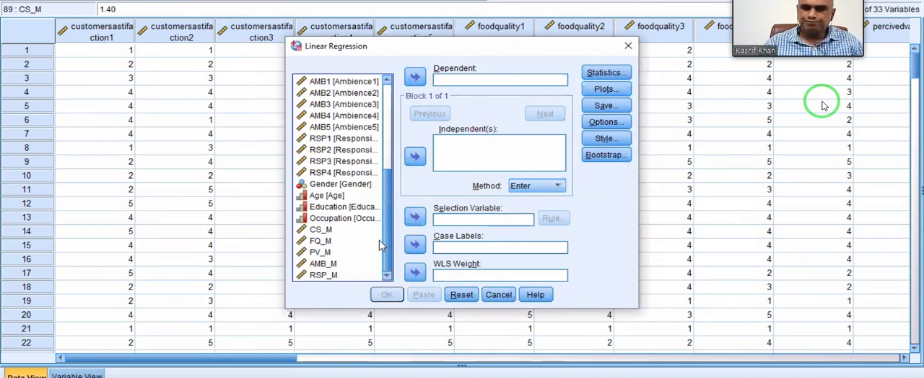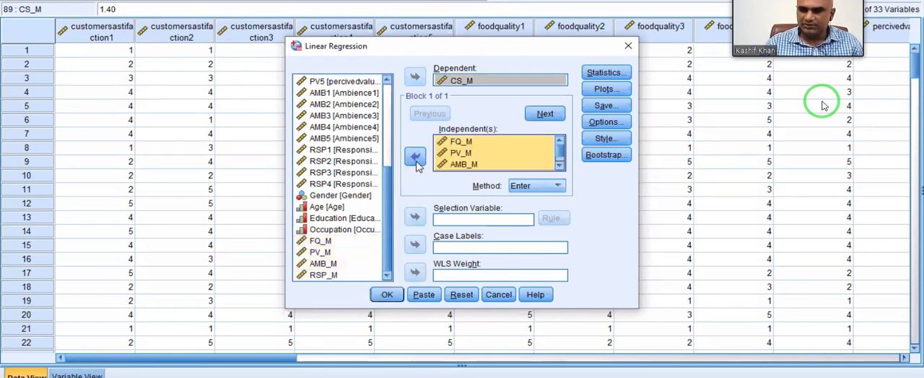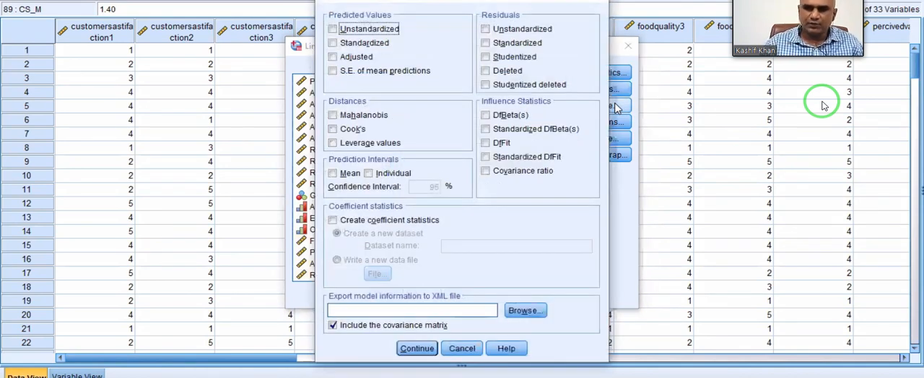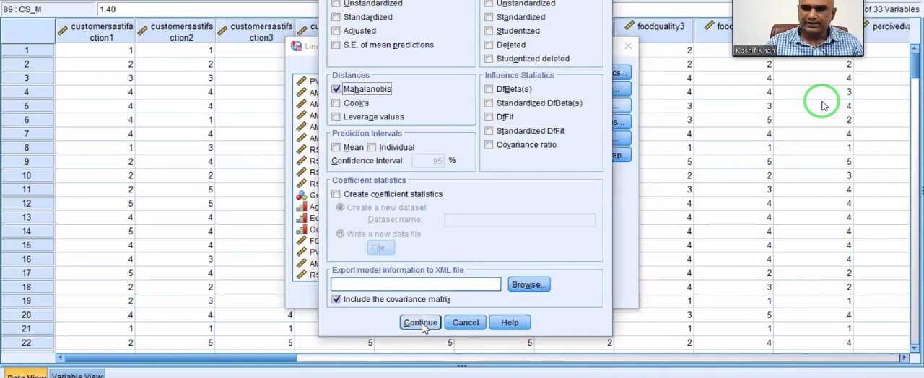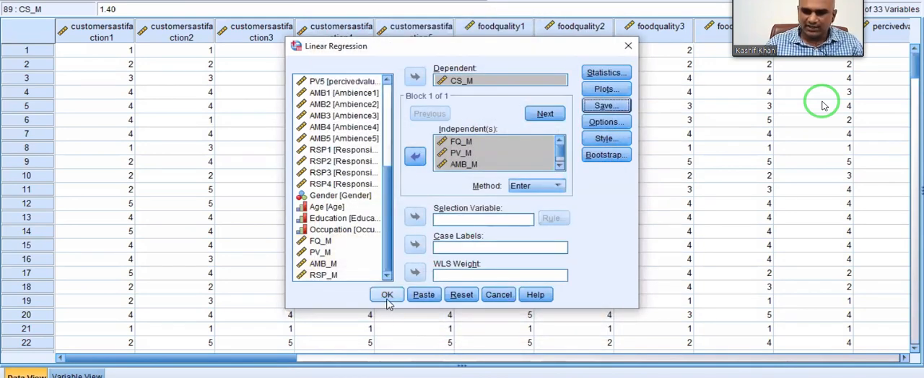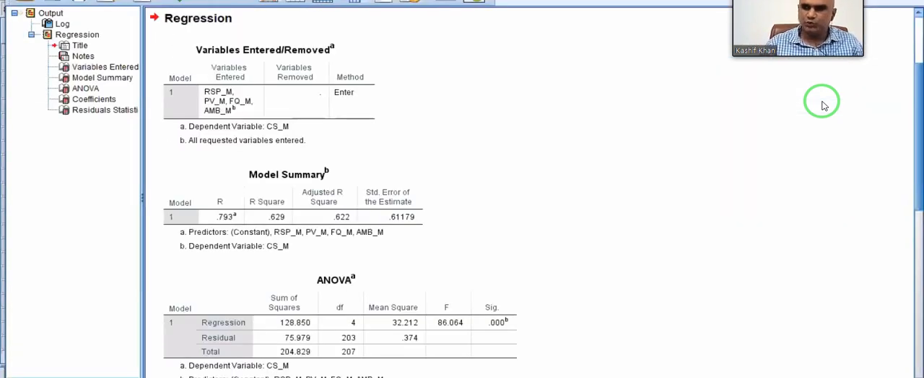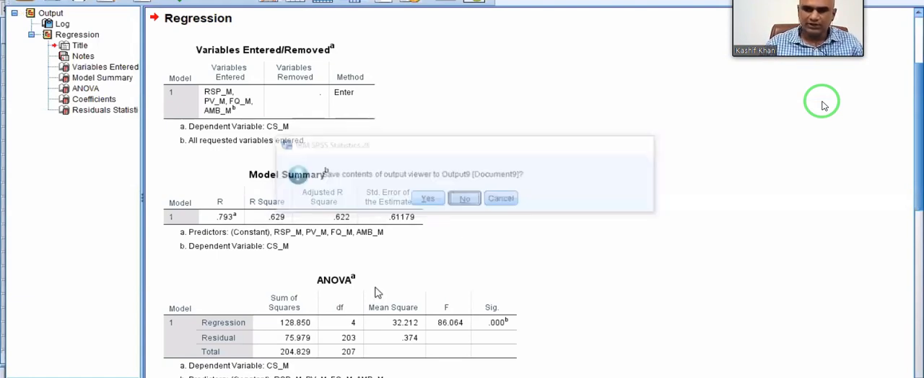Again, I'm taking the mean values, not the raw data. I'm taking the mean value. I know customer satisfaction is my dependent variable, and I know these four are my independent variables. So I put them here, satisfaction here, and I go straight to save. I don't do anything else, and then I set Mahalanobis distance. I'll click continue, and then OK, and we will see a new variable in our sheet. Close this, we don't need it as of now.